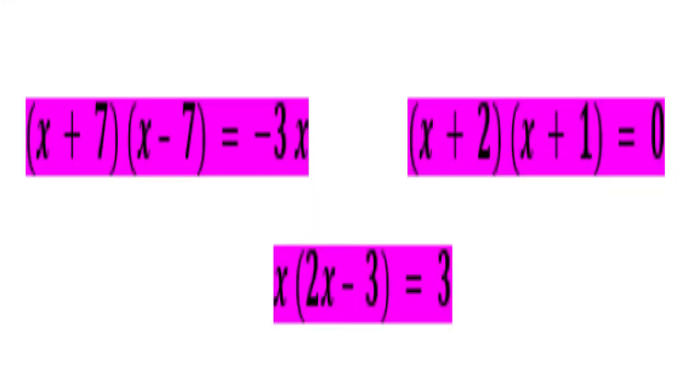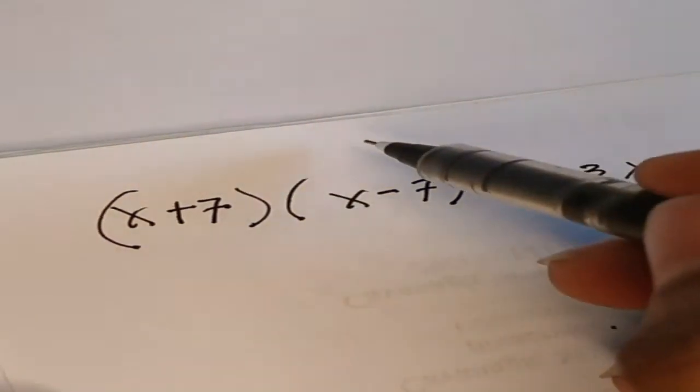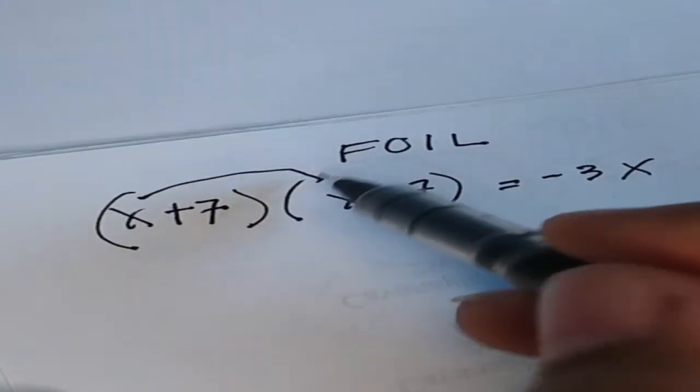We also have quadratic equations which are not written in standard form. So we have to transform them into standard form ax squared plus bx plus c to identify the different terms. Example: the quantity x plus 7 times the quantity x minus 7 is equal to negative 3x.